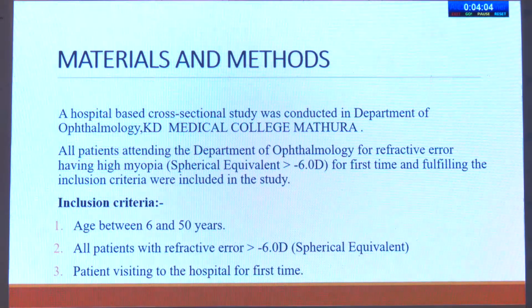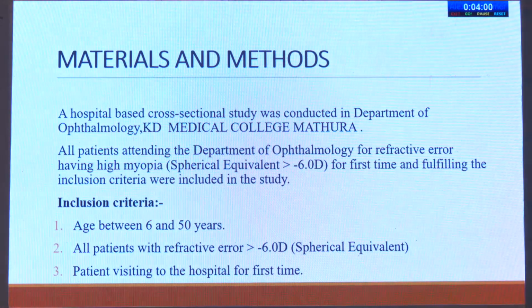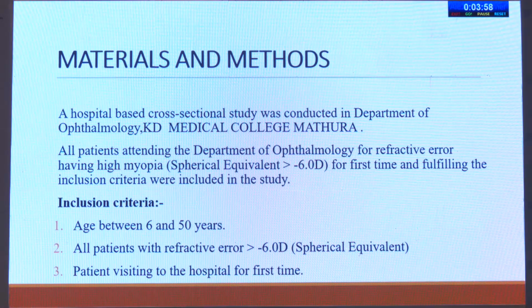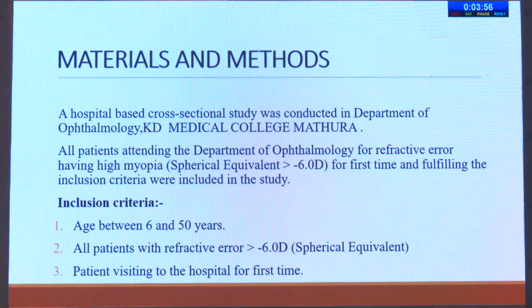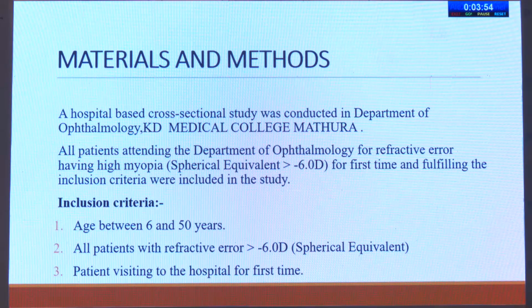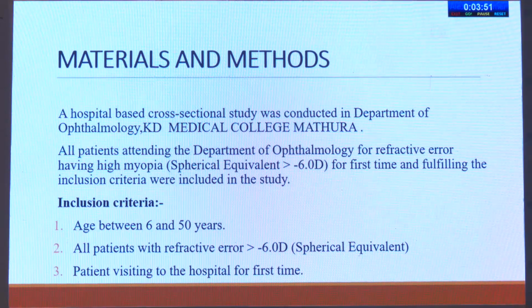Continuing with the materials and methods, the study was mainly done in KD Medical College in Mathura. Inclusion criteria: age between 6 years and 50 years, all patients with refractive error more than -6 diopter spherical equivalent, and patients visiting the hospital for the first time.